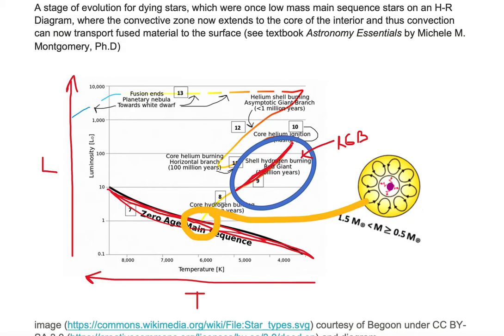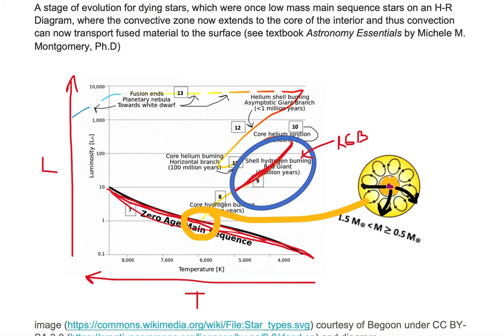And when they have this red giant stage, their interiors look a little different. The convective zone now extends down to the core of the star. So this energy transport can now pull material that's fusing in the core to the surface of the star. Convection is a mode of energy transport, just like radiation.